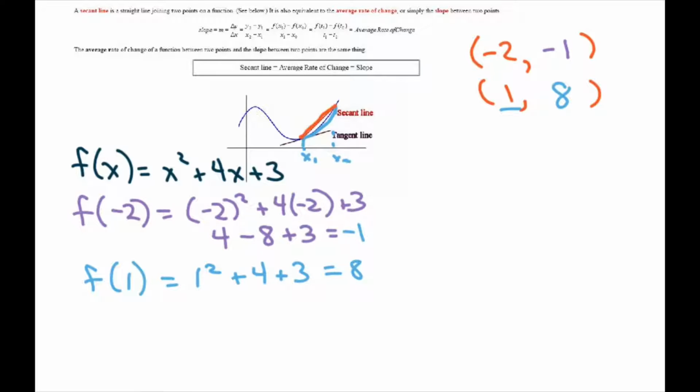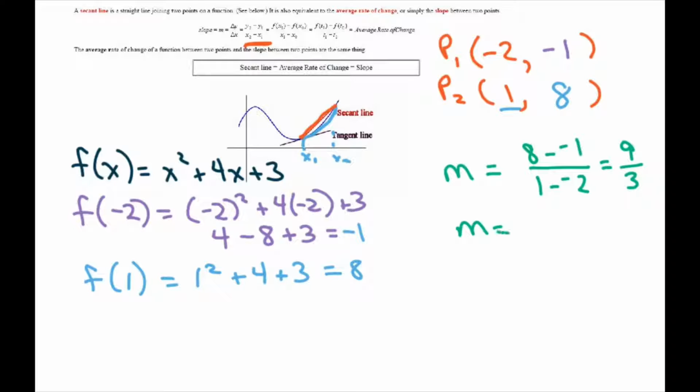Now that we have our two points, point 1 and point 2, we can just use our original slope formula and do that. So our slope is 8 minus a -1 divided by 1 minus a -2. So this is going to be 9 divided by 3, which is just 3. So our slope is 3.